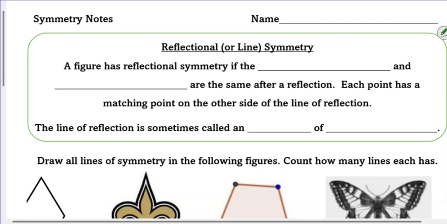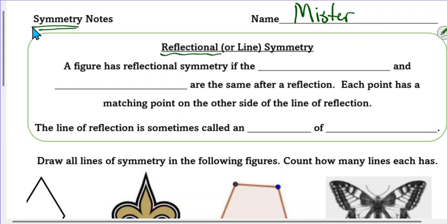All right, here we're going to be learning about symmetry. There's two types of symmetry that we're going to learn about here. One is reflectional symmetry, where after a reflection, the image looks exactly the same as it did before. Or rotational symmetry, we're going to learn about that on the next page, where after a rotation, the figure looks exactly like it did before.